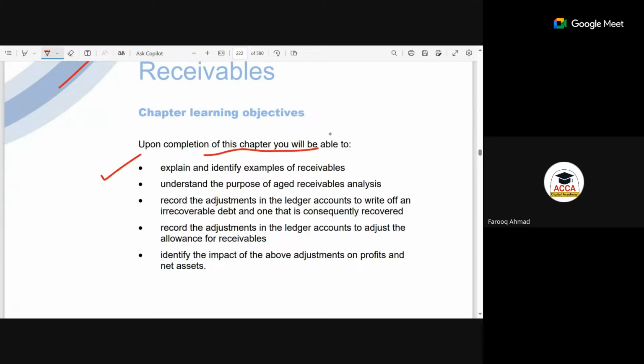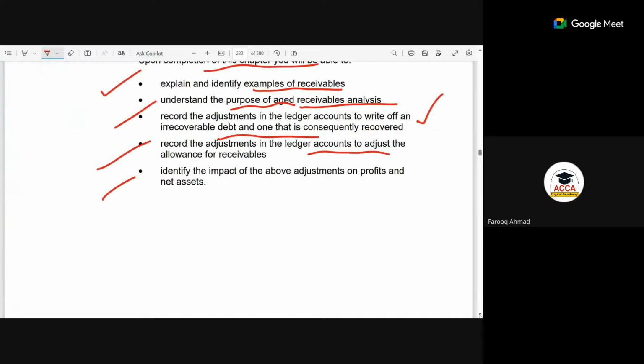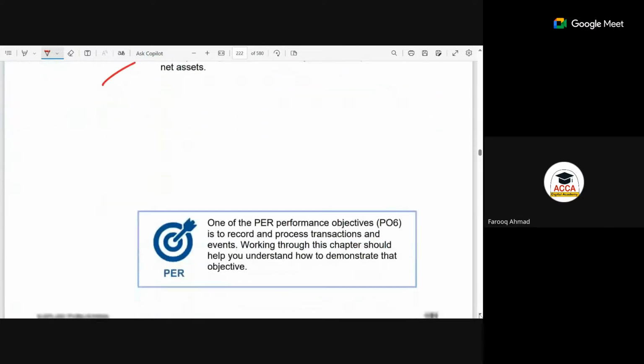Okay, upon completion of this chapter, we will explain the example of receivables, understand the purpose of aged receivables, and discuss what aged receivables are. We will record the adjustment in ledger accounts to write off an irrecoverable debt and one that is consequently recovered, record adjustments of ledger accounts, and identify the impact of those adjustments on the profit and loss account, and how we will take them into consideration.